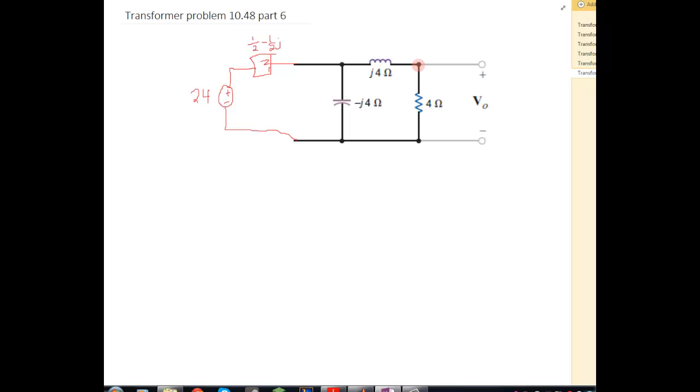Now what we want to do is find the node voltage here, and the best way to do that is if we just combine all this into one impedance, voltage divide for that, and then once we have the voltage here, we can voltage divide in here. So to combine these all together, the best way to do that is MATLAB.